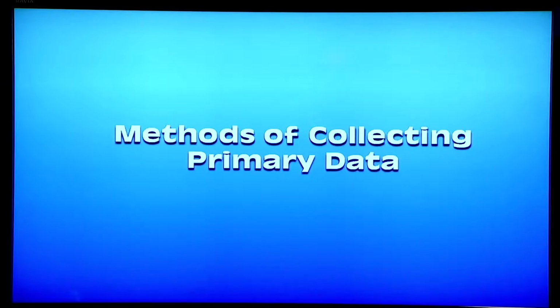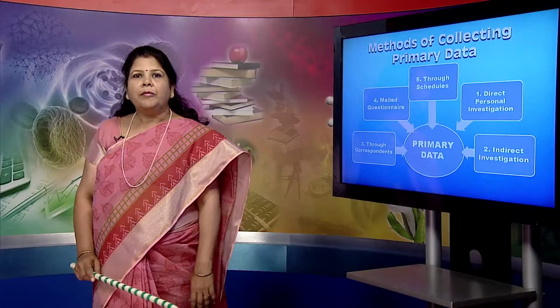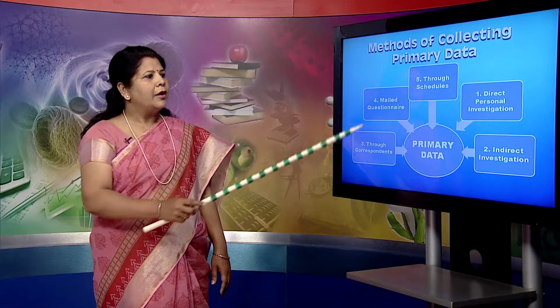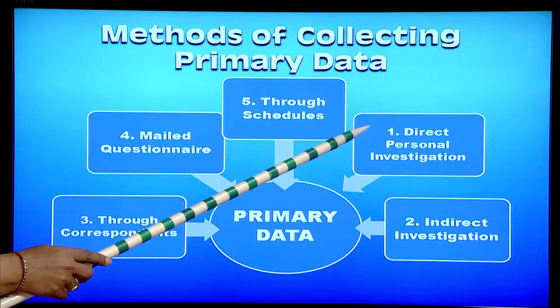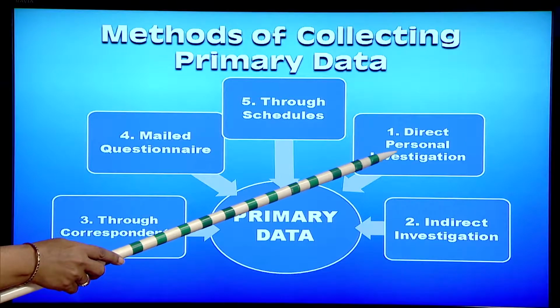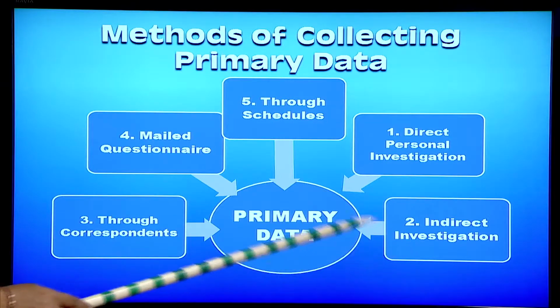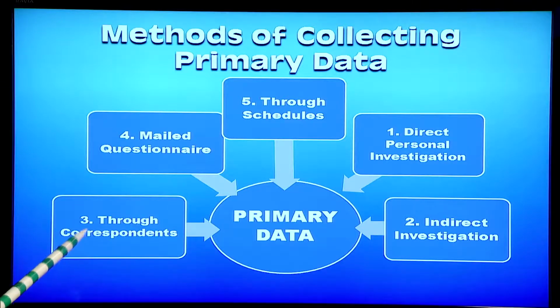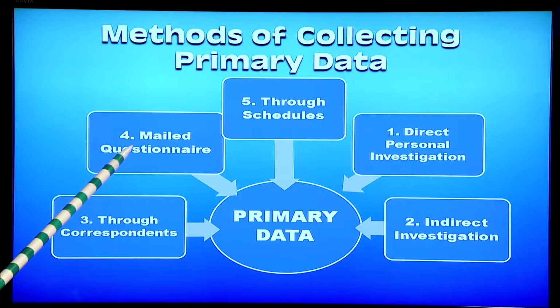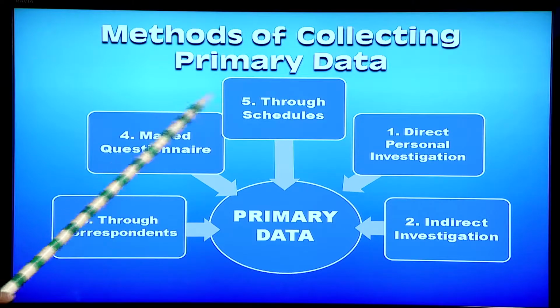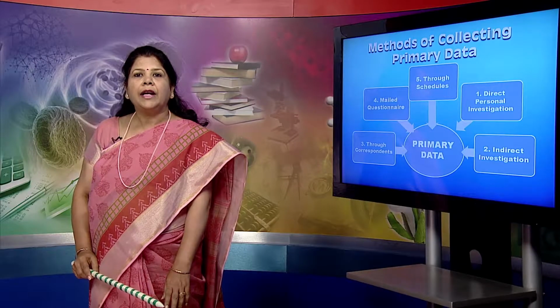Now let us understand the methods of collecting primary data. Primary data can be collected with the use of 5 methods. First is direct personal investigation, second indirect investigation, third through correspondence, fourth through mailed questionnaire, and fifth through schedules. Let us understand the first one, which is direct personal investigation.